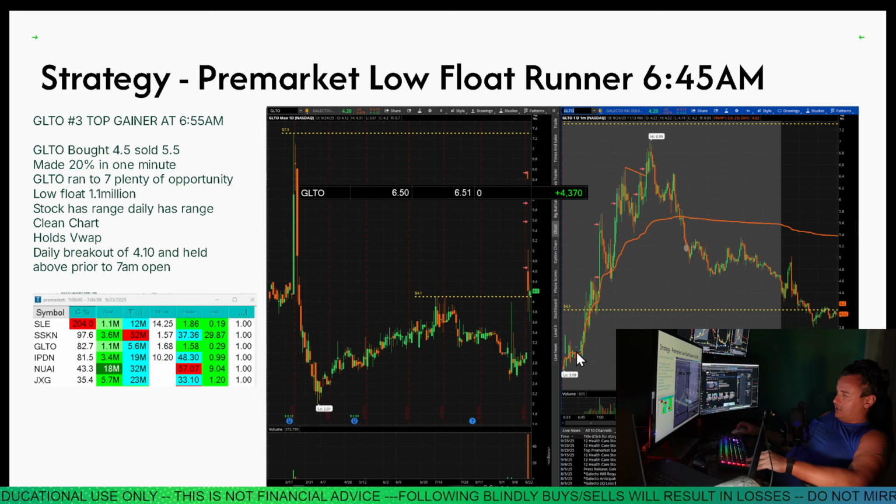So GLTO, as the 7 a.m. bell rang, actually started moving at 6:45, and then I started buying it around as it made a new high at $4.50. In this candle here, I made around a $1 gain, and then I bought it multiple times along the way. Sadly, I didn't buy it perfectly, but the ticker went from $4.50 to $7 in just a very short amount of time.